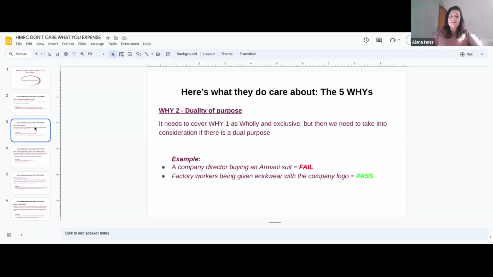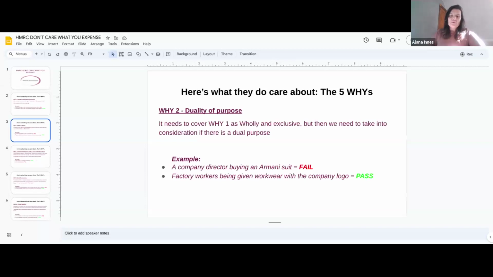So the second why we look at as well is, does it have a dual nature? So it's duality of purpose. We always have to take into account the first why. Does it pass the wholly and exclusive test for the nature of your business? But as the first one alluded to as well, we have to make sure that there's no dual purpose.